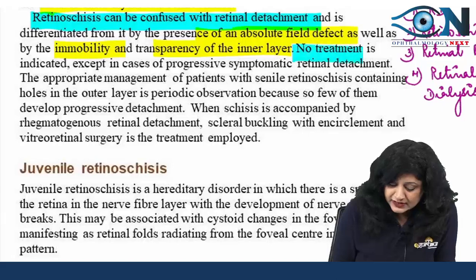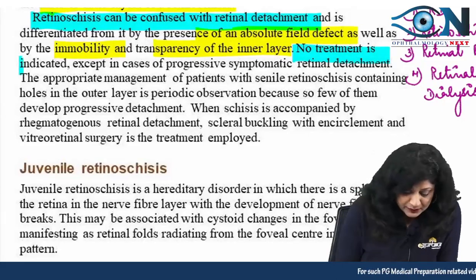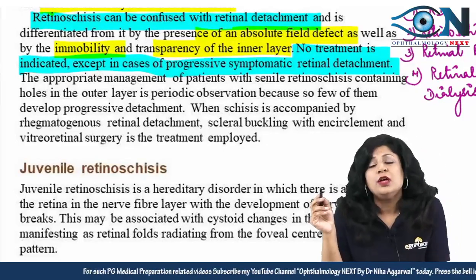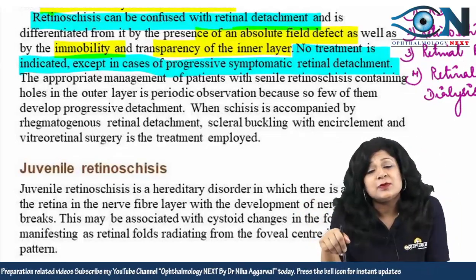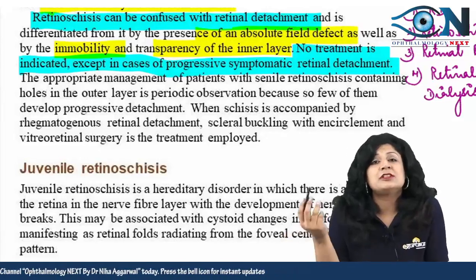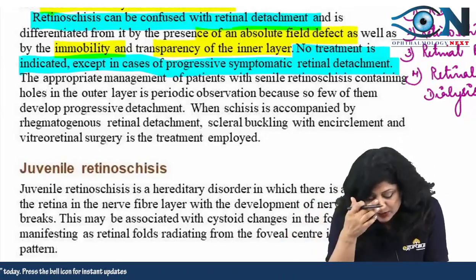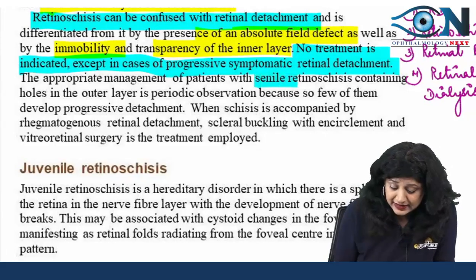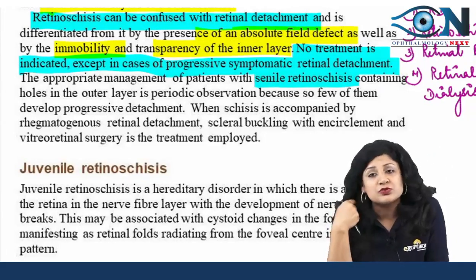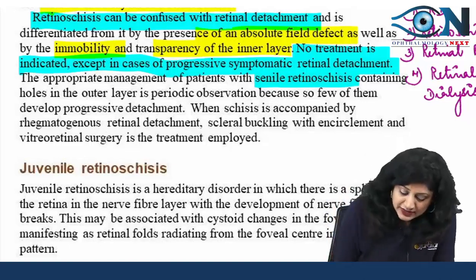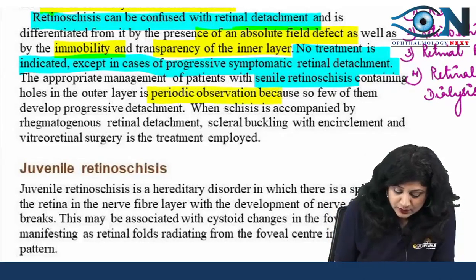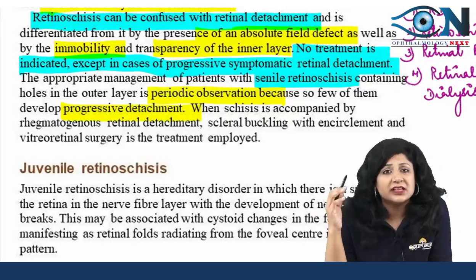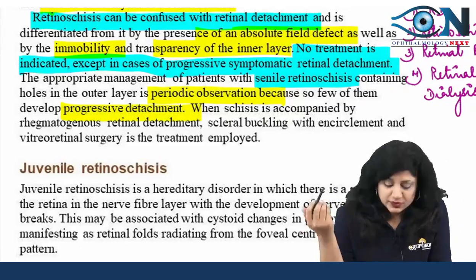Another important thing is that if you have retinoschisis, no treatment is indicated except in progressive symptomatic retinal detachment. So if the person is having retinal detachment, it's an ophthalmic emergency. If the person is having retinoschisis, we are not giving any immediate treatment. And those patients who are having the senile retinoschisis, what you have to do is periodic observation, because they can go to detachment. So follow up is important, screening is important, observation is important.